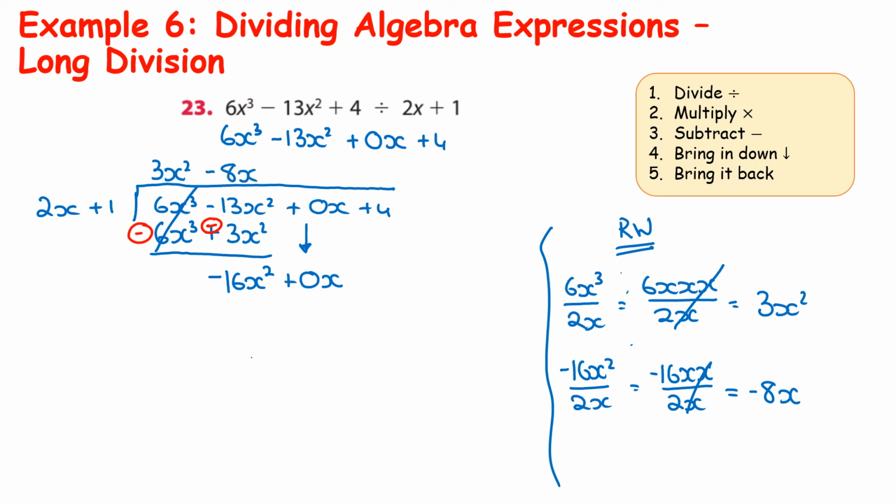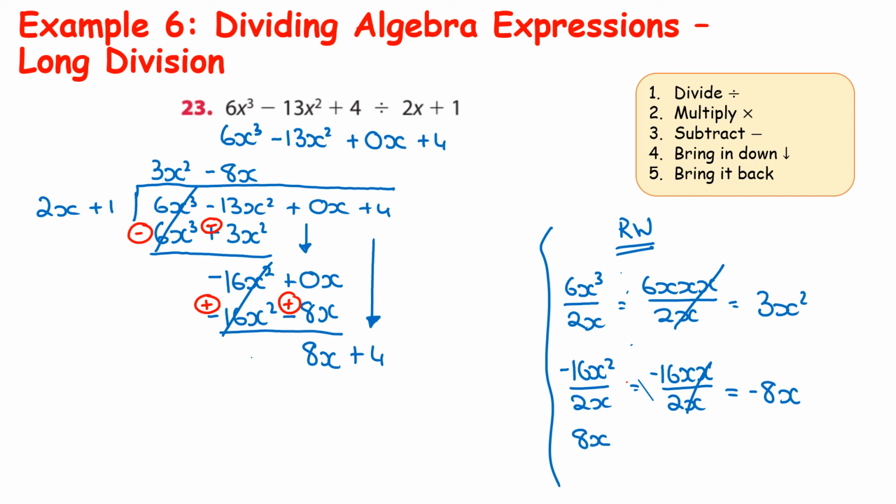Now we multiply. Minus 8x by 2x is minus 16x squared. Minus 8x by plus 1 is minus 8x. Divide, multiply, now we subtract. This becomes plus and this becomes plus. Minus 16x squared plus 16x squared, that goes to 0. And 0x plus 8x is simply 8x. And then we bring down our plus 4 and we start again.